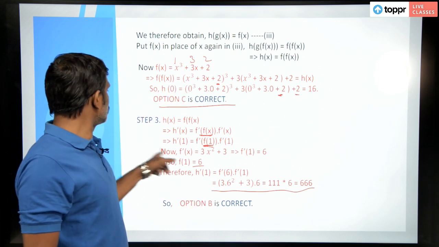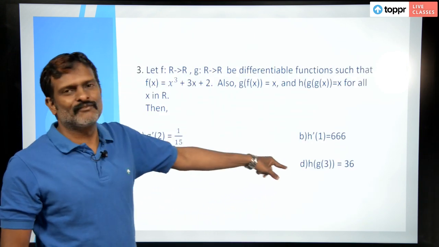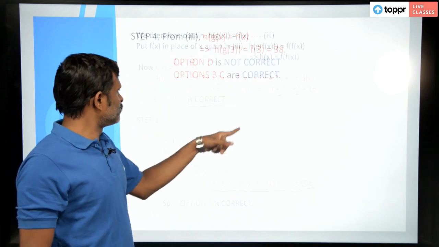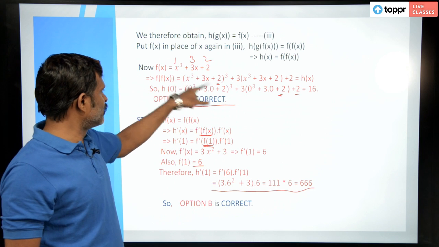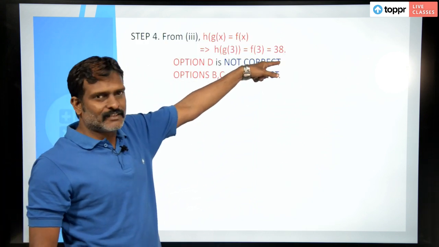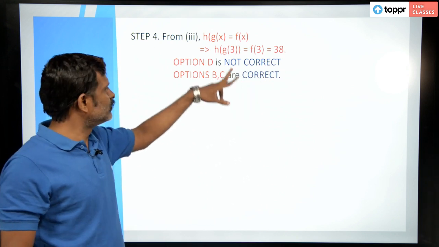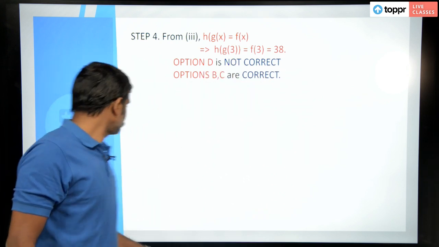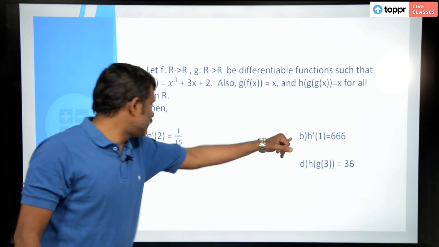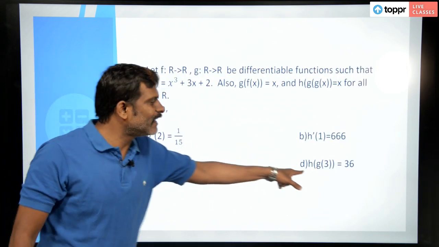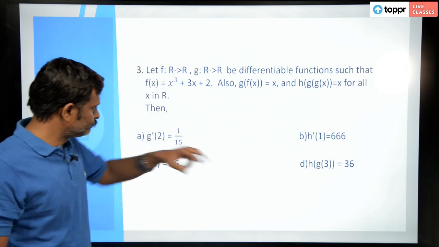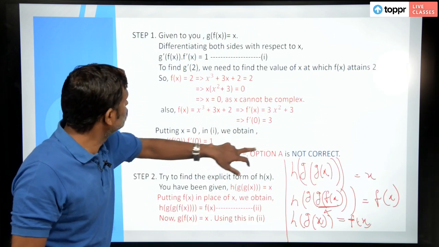He gave 36. If you substitute here, you will easily get it: 3 cube and 3 into 3 plus 2, you will get 38, not 36. So this is also a wrong option. So far we have got B and C as the correct options, and A and D as the wrong options here. Understood, guys? Let us go to the next question.